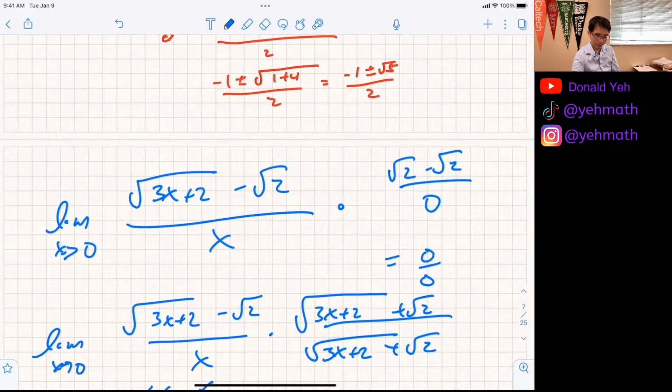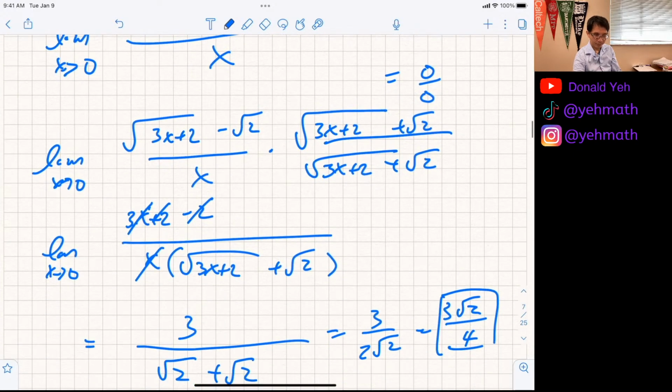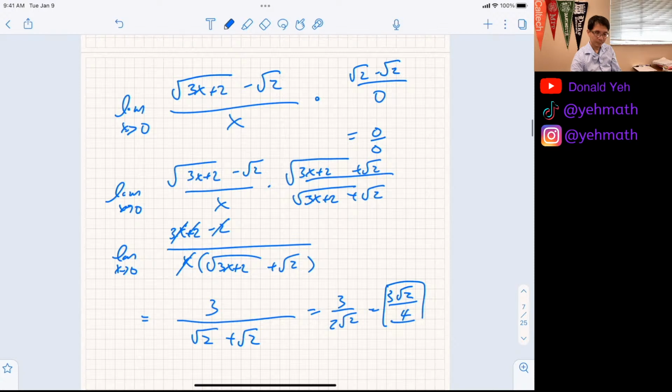Okay, here's the result. Plus 2 and minus 2 cancel. The x cancel. Don't distribute the x. If you distribute x, it's going to give 0 over 0, number over 0, which is actually worse. The x cancel out, then you got 3 over square root 2 plus square root 2.